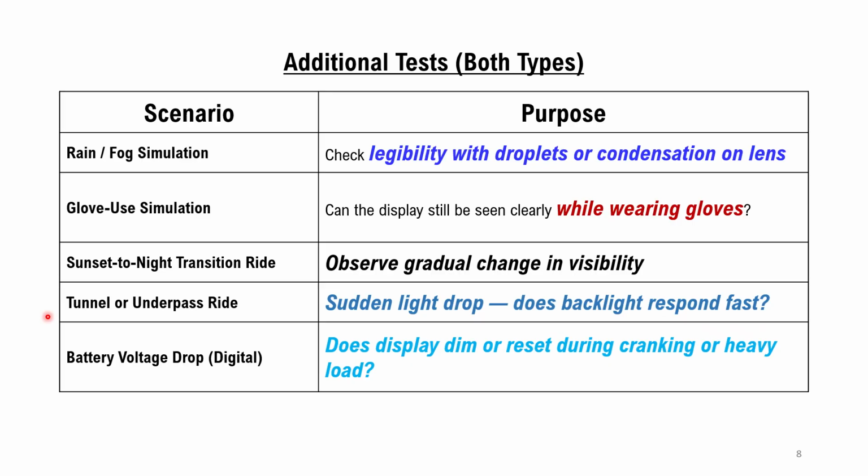Number four, tunnel or underpass ride. In this case, there is sudden light drop. Does backlight of the speedometer respond fast? And finally, battery voltage drop. This will be exclusively applicable to digital type of speedometer, and it is to test, that is, does display become dim or get reset during cranking or heavy load.